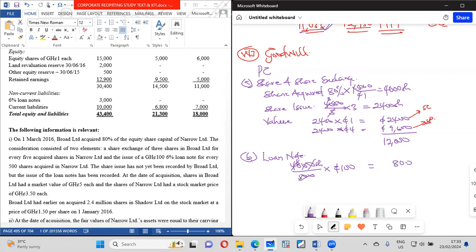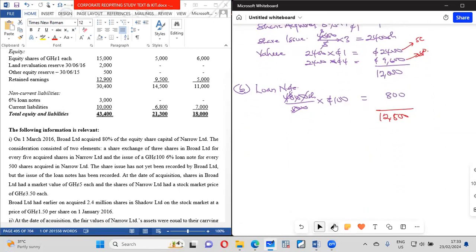So this 800, what does it mean? The double entry should be debit the purchase consideration and credit the liability, but the question told us that the liability side has already been recorded. So our total purchase consideration is equal to 12,000 plus 800. What do we add? NCI at acquisition.